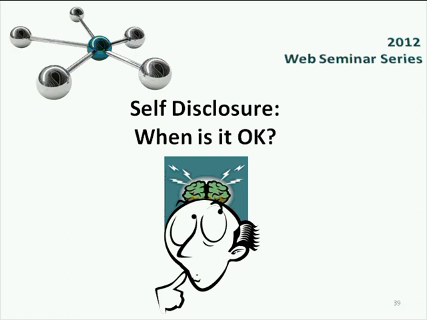So the first question is, when is self-disclosure okay? Is it okay? I mean, do you have to never say anything about yourself? How was your weekend, Tom? I can't answer that. It's self-disclosure. Are you married? Should I answer that or should I not? What does it mean?